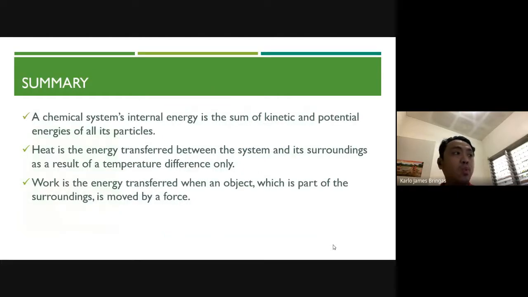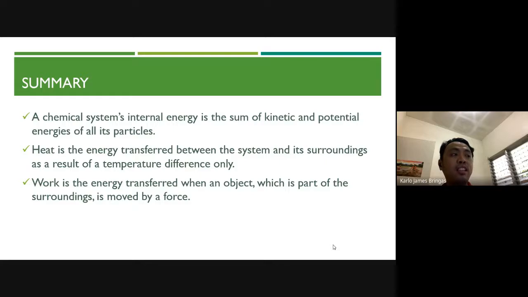So to summarize what we've learned in this particular module, we have the following. So in this topic, we've learned about internal energy, which is the sum of kinetic and potential energies of all of its particles. Kinetic energy, it's talking about the energy of motion of our particles in the system. Potential energy, it's the energy that the particles possess by virtue of its position or chemical composition.